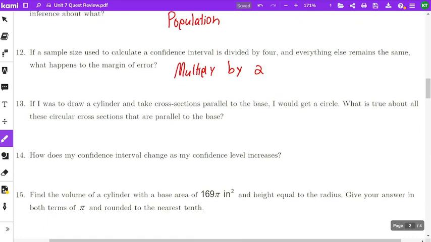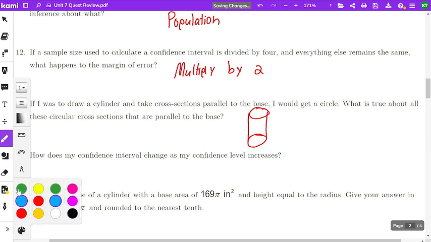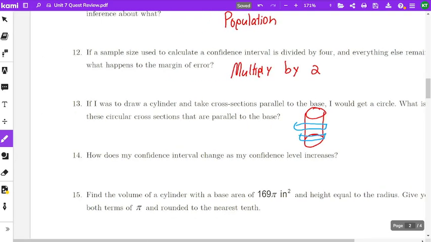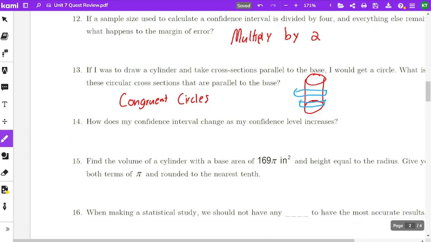All right, if I was to draw a cylinder and take cross sections parallel to the base, so let's say I have a cylinder like this right here, I'm taking cross sections that are parallel, like here and right here. What am I going to get for each one of these cross sections? That is going to be congruent circles, because again, all of these circles are going to be the same. It's just going to be horizontally cut across.